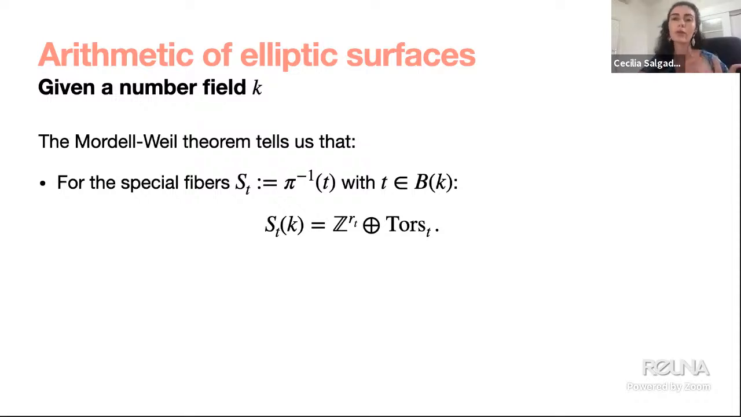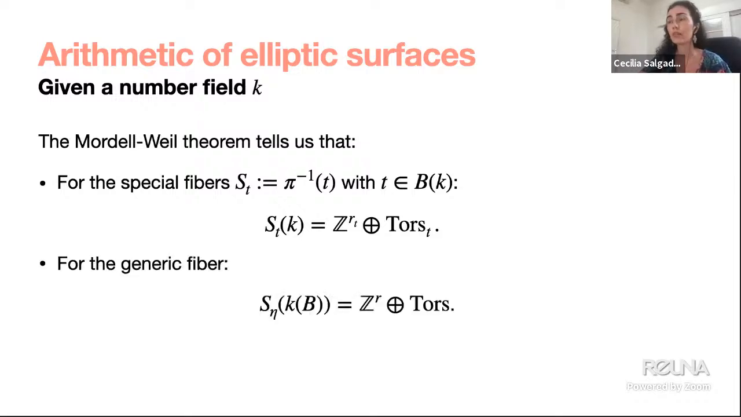So the generic fiber, recall what I said to you a couple of slides back, this is an elliptic curve over the function field of B. Therefore, for it, I have a version of the Mordell-Weil theorem, which normally goes by the name of Lang-Néron. And the theorem then gives us that the set of K(B)-points, which is in one-to-one correspondence with the group of sections, recall, this is also a finitely generated commutative group. And I have a free part of rank R and a finite torsion part, okay?